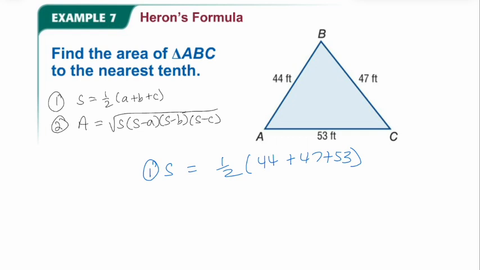So the perimeter, if you do 44 plus 47 plus 53, is 144, and half of that is 72. So our half perimeter value is 72, and then the other sides. Let me label them. This is A. It doesn't really matter. This is B, because remember, A, B, and C are arbitrary for a non-right triangle. Anyway, now let's find the area.